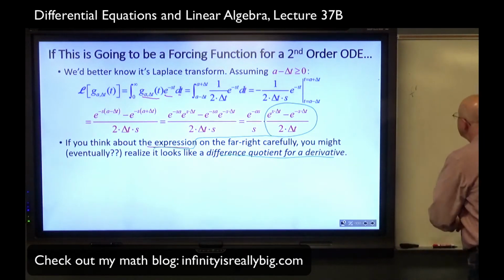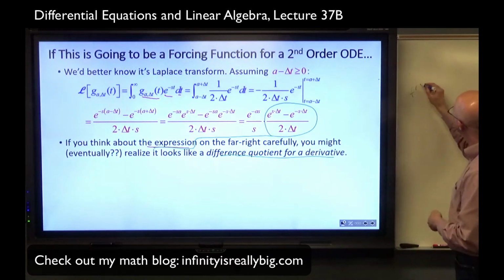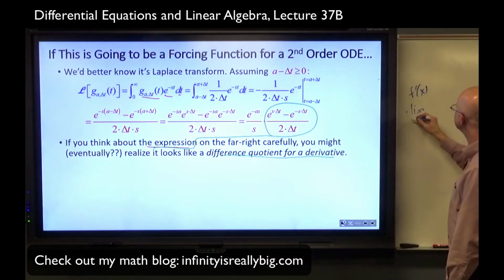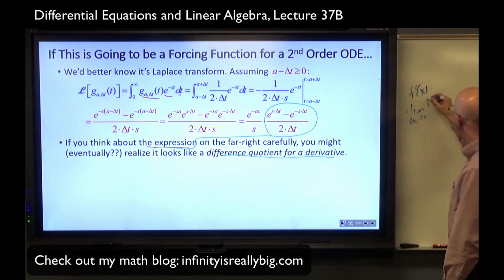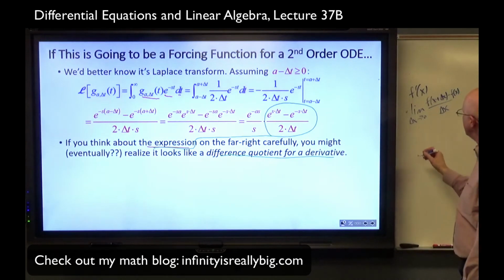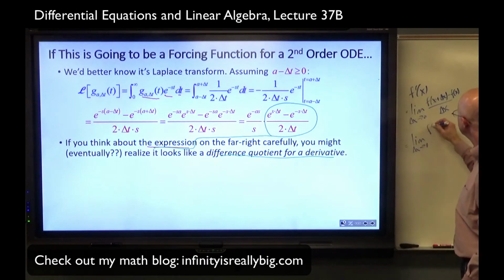The black marker's dying on me, it seems. f prime of x is like a limit as, say, delta x goes to 0 of f of x plus delta x minus f of x divided by delta x. Sometimes you use h instead of delta x here. There's another limit that equals the derivative as well. You could also say the limit as delta x goes to 0 of a slightly different difference quotient, at least assuming your function is nice.